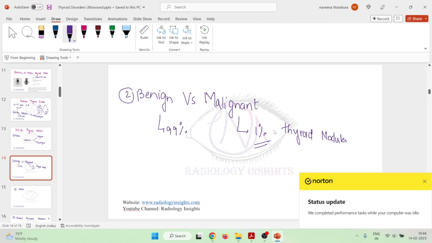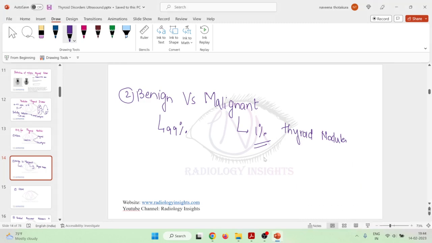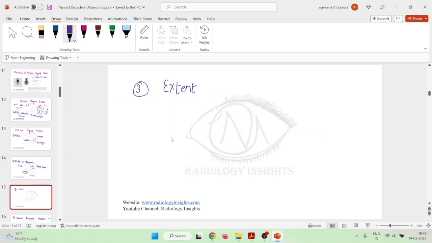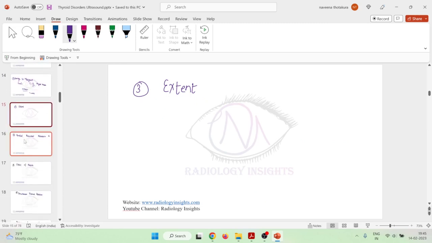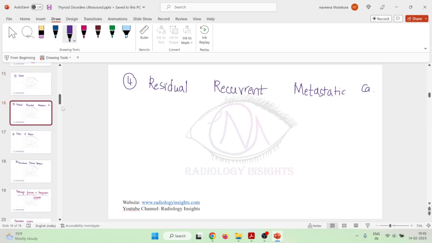The difference between a malignant and a benign thyroid nodule can be found by a thyroid scoring, and we can do a histopathological examination to differentiate between malignant and benign thyroid disease with a higher thyroid score. Then in the ultrasound we can find the extent of the nodule, the extent of the thyroid malignancy or of the benign disease. We can also find whether any residual, recurrent or metastatic carcinoma is present.